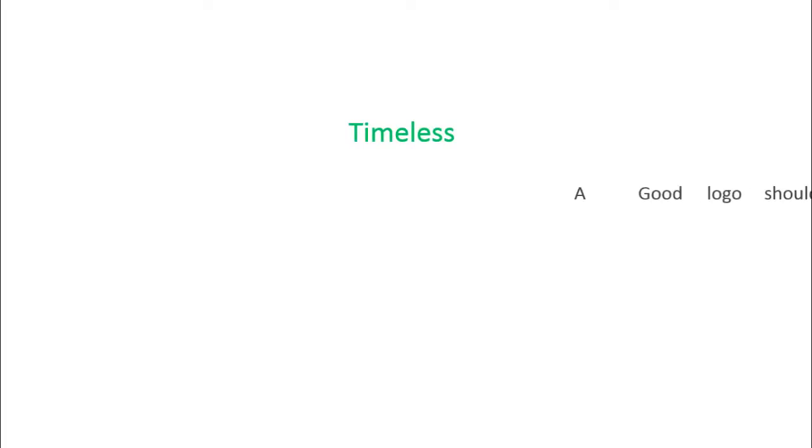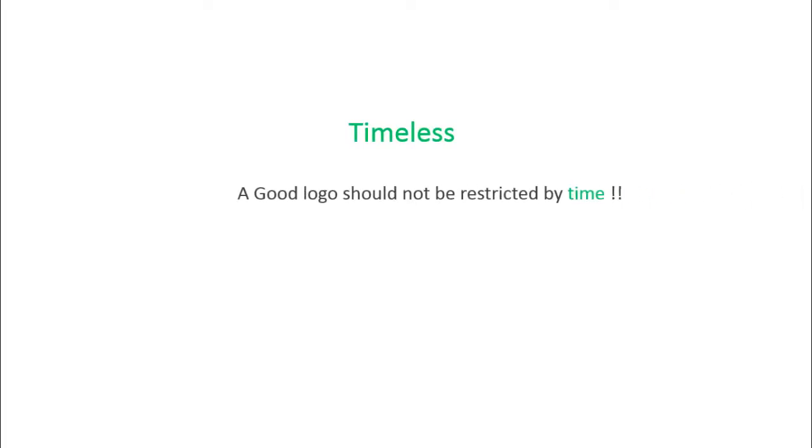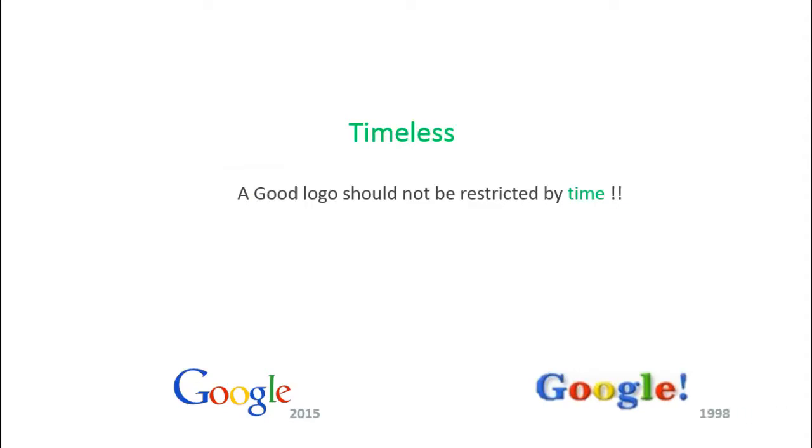So what about the T in SAMUT, that is timeless? Well, a good logo should not be restricted by time. You can see in this example, this is Google. For now this is Google, and this is also Google, but the left one is the 2015 Google logo, and the right one is 1998. So you can still recognize this. So a good logo should not be restricted by time.